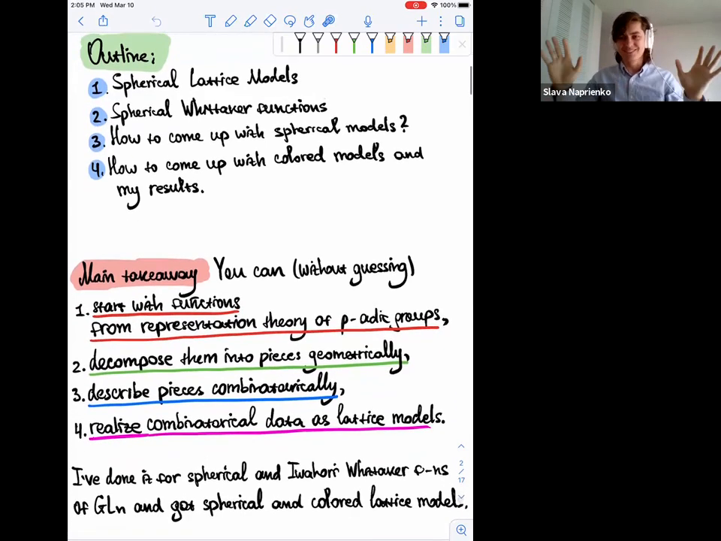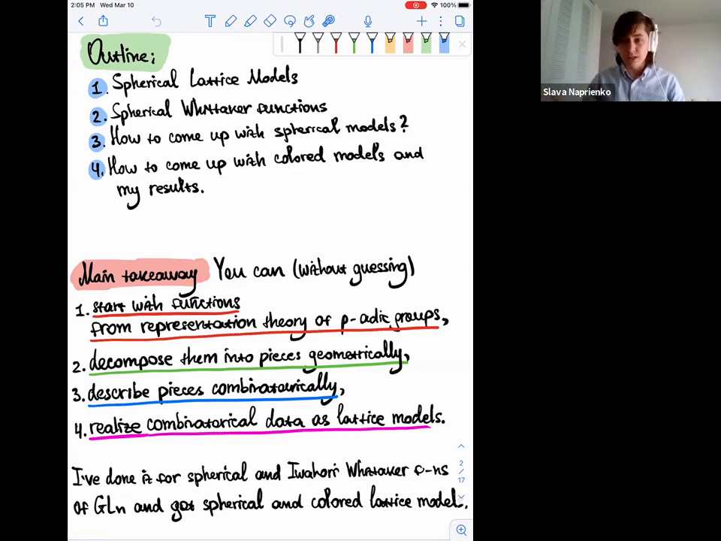So the main takeaway, if there is only one thing that you want to take from the talk, and you can skip after that, is that you can start with some functions from the representation theory of p-adic groups. Then you can use some geometry to chop it into pieces. Then each piece you can describe combinatorially, and this combinatorial data could be realized as lattice models. So this is a long journey, but of course it's not as easy as just to come up with them. But on the other hand, you don't need to guess at any stage. So this is the benefit of this approach, and it's very natural. Geometric pieces are very natural. You describe them combinatorially very naturally. So this is a very good streamline.